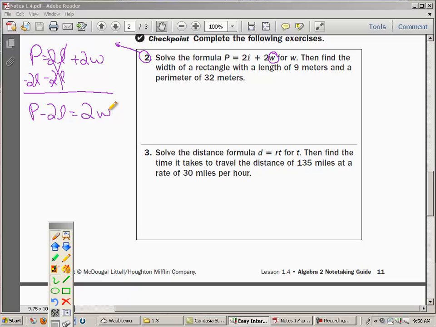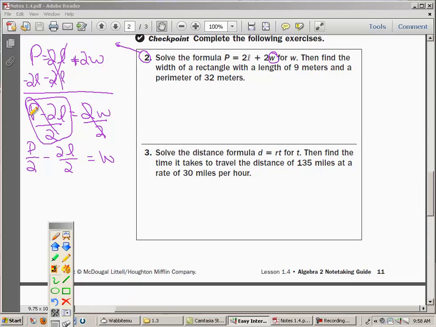And again, if you're just going to deal with this as variables, we've got to get rid of additions before we can get rid of multiplications. So we get rid of the quantity 2L by subtracting it from both sides. So now we're going to divide both sides by 2, and you get W is equal to, now you can leave it like this. This really isn't truly simplified. Understanding that P minus 2L over 2 is the same thing as P over 2 minus 2L over 2.